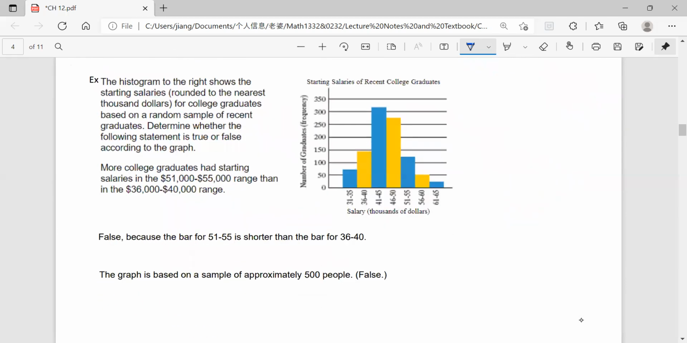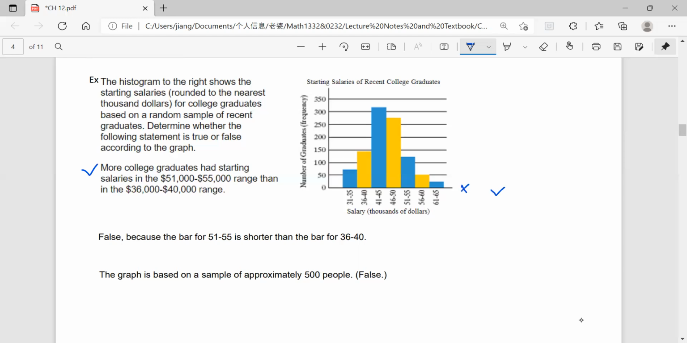Let's see the next example. The histogram to the right shows the starting salary rounded to the nearest $1,000 for college graduates based on a random sample of recent graduates. Determine whether the following statement is true or false. The first statement said more college graduates had a starting salary in the 51,000 to 55,000 range than in the 36,000 to 40,000 range. So let's see the graph here.